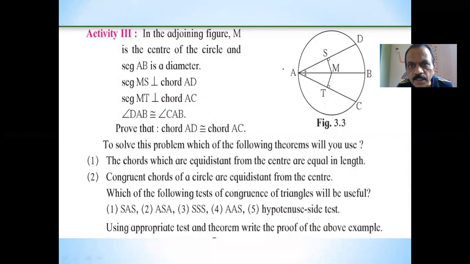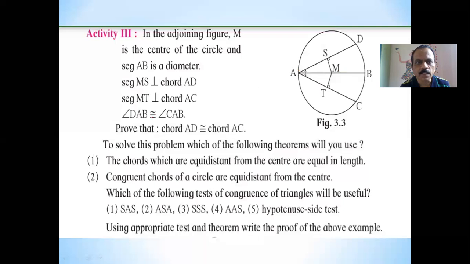Now in this, we see the segment AB is a diameter. And segment MS is perpendicular to the chord AD. Also MT is perpendicular to the chord AC. And angle DAB is congruent to angle CAB. Then we prove that chord AD is congruent to chord AC.